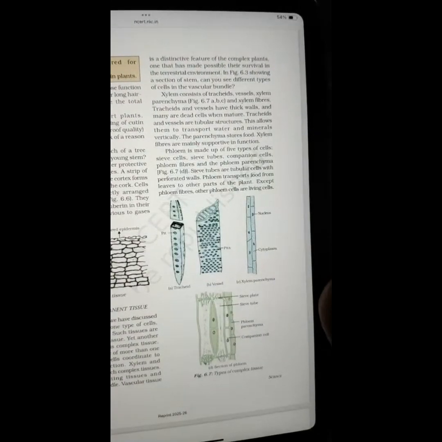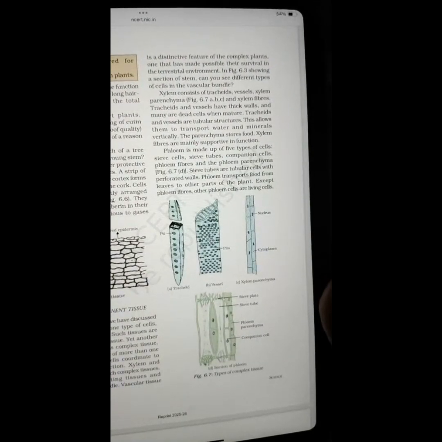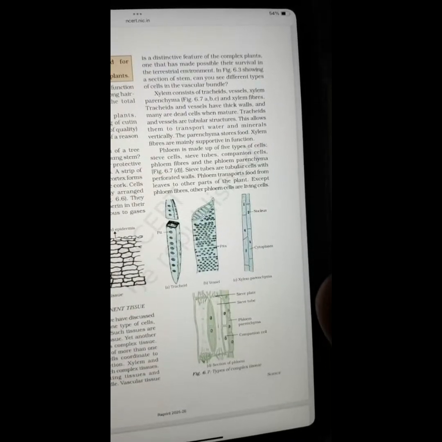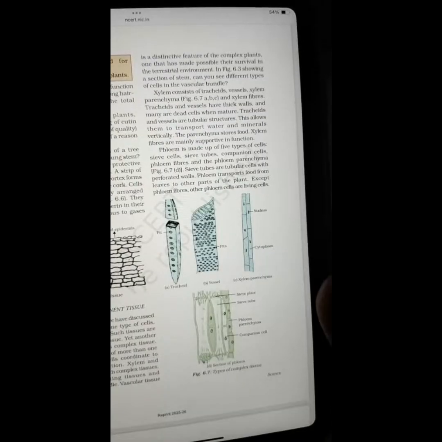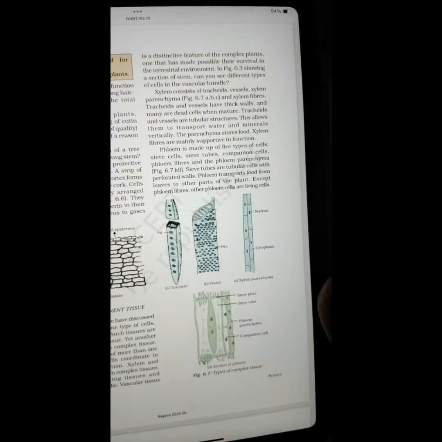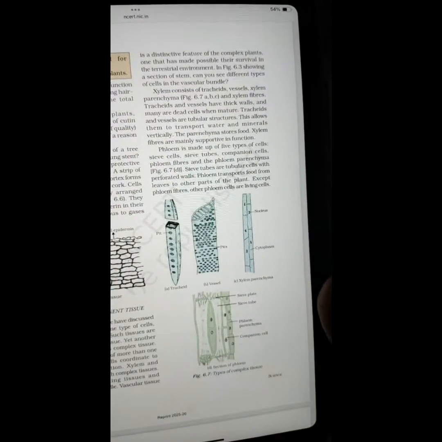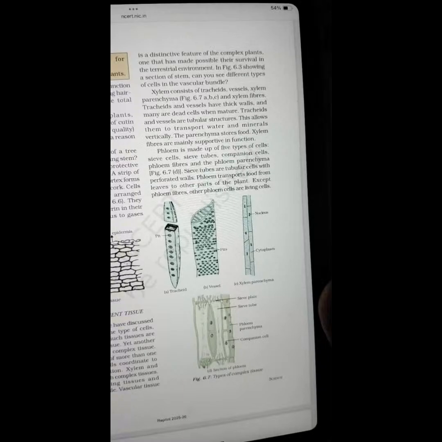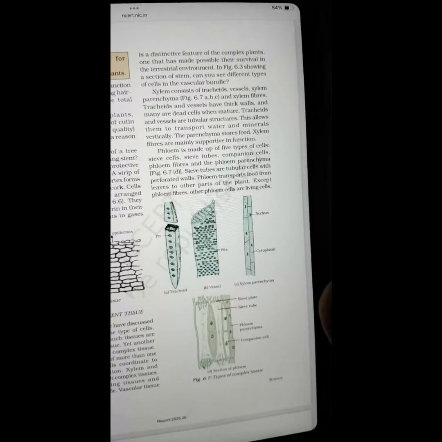Xylem consists of tracheids, vessels. I think I have already read this paragraph. Phloem is made up of five types of cells: sieve tubes, companion cells, phloem fibers, and the phloem parenchyma, figure 6.7d. Sieve tubes are tubular cells with perforated walls. Phloem transports food from leaves to other parts of the plant. Except phloem fibers, other phloem cells are living cells.